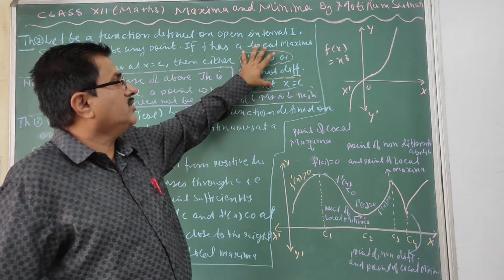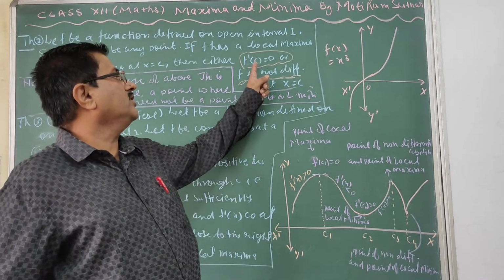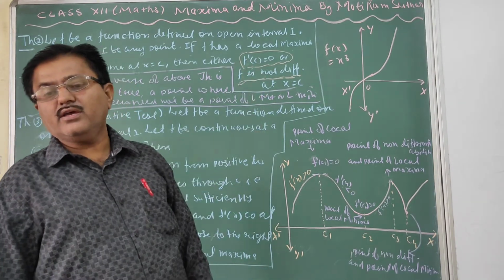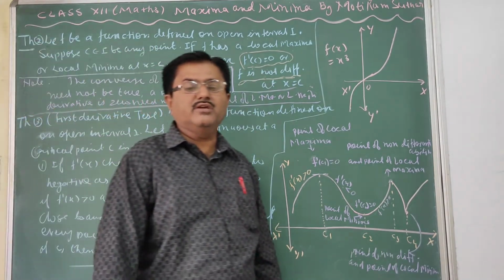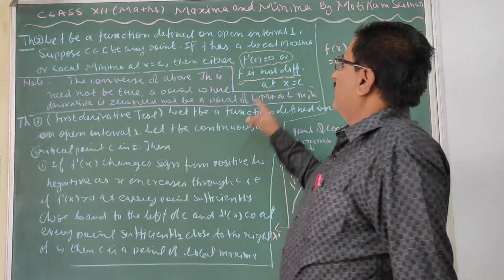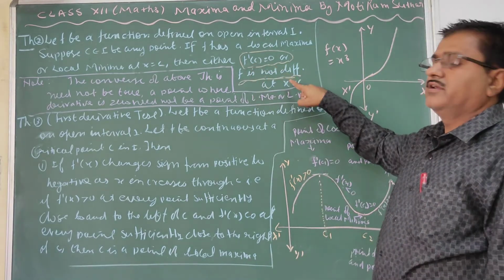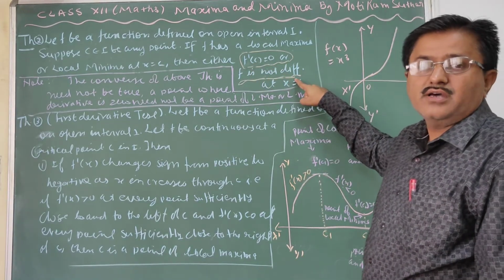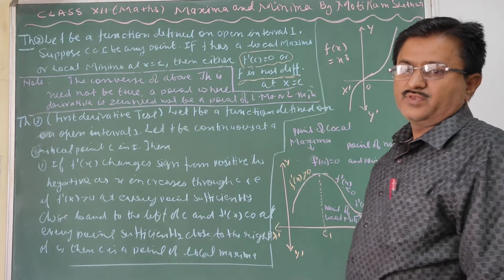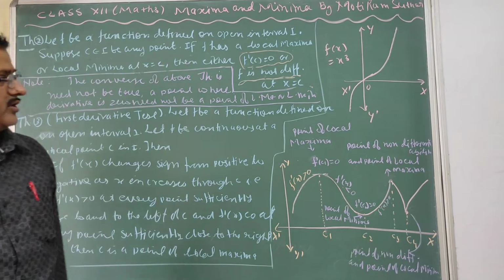Such a point is known as a critical point. So point c is called a critical point. What is the meaning of a critical point? A point at which the derivative of the function is zero or the function is not differentiable. That point is known as a critical point.